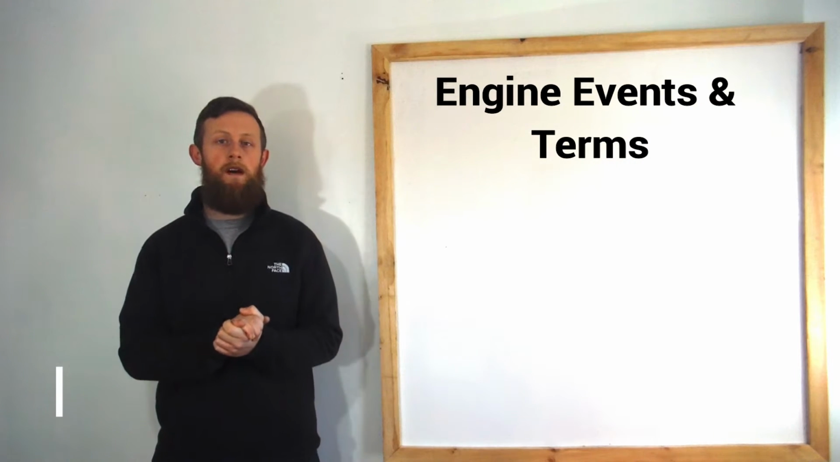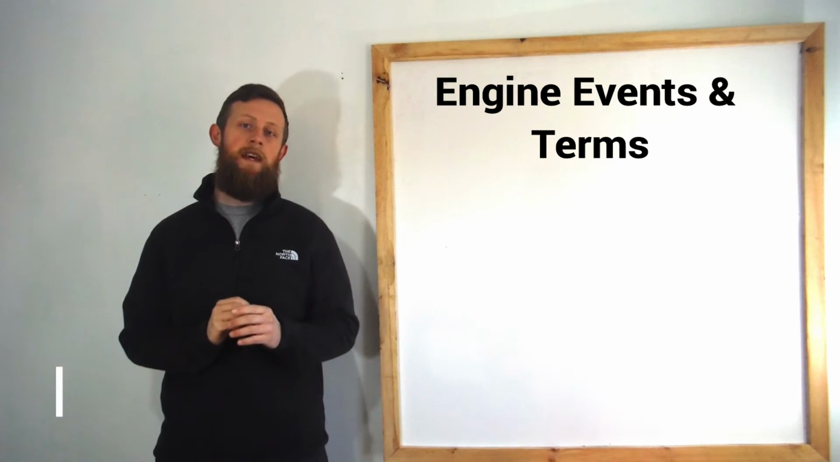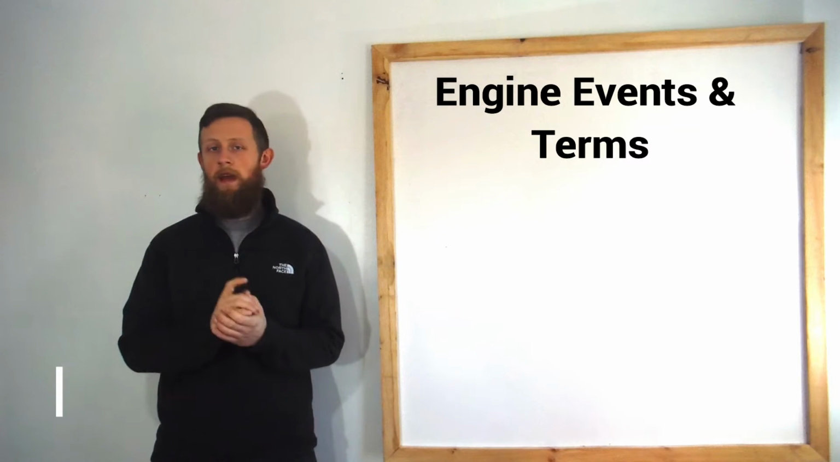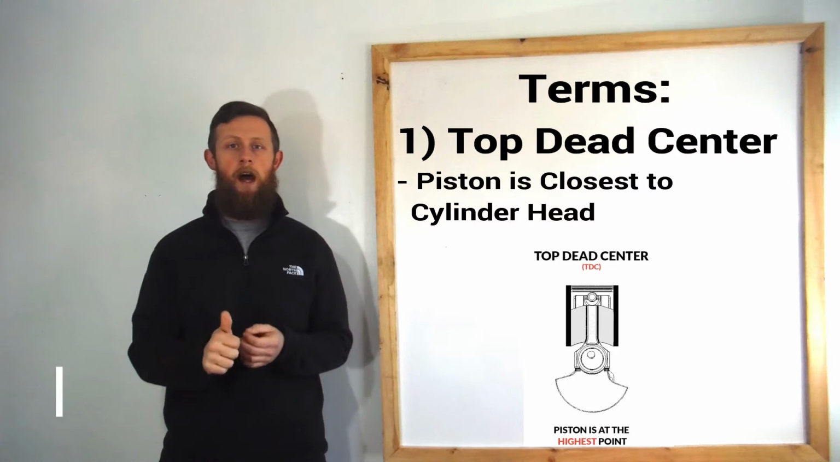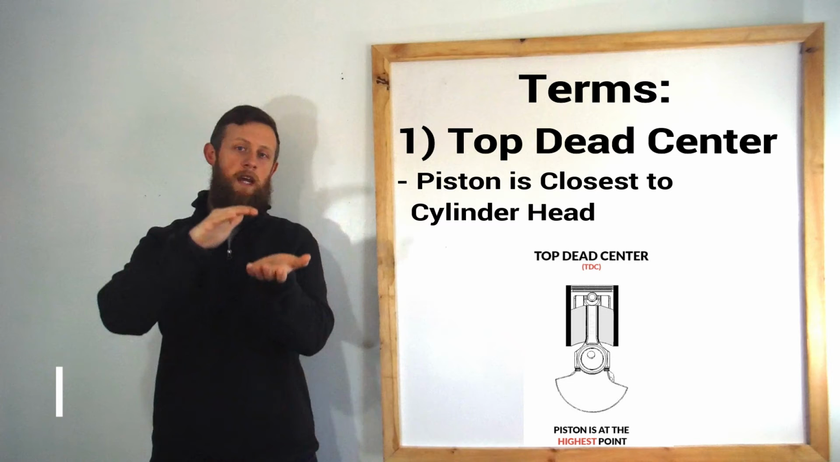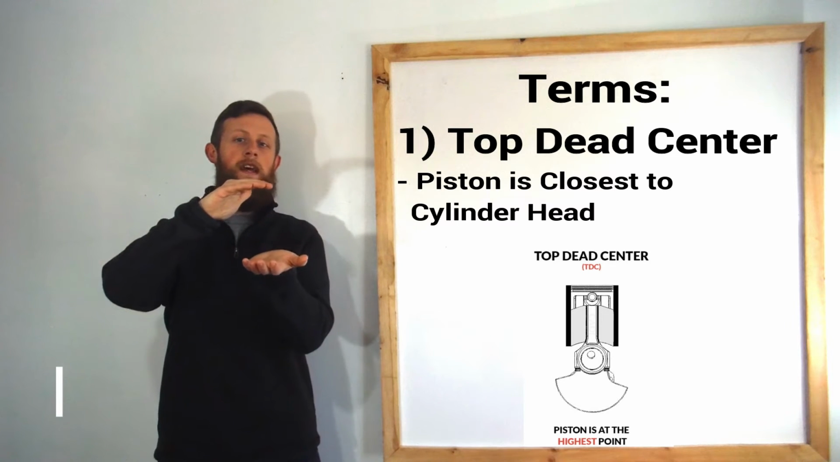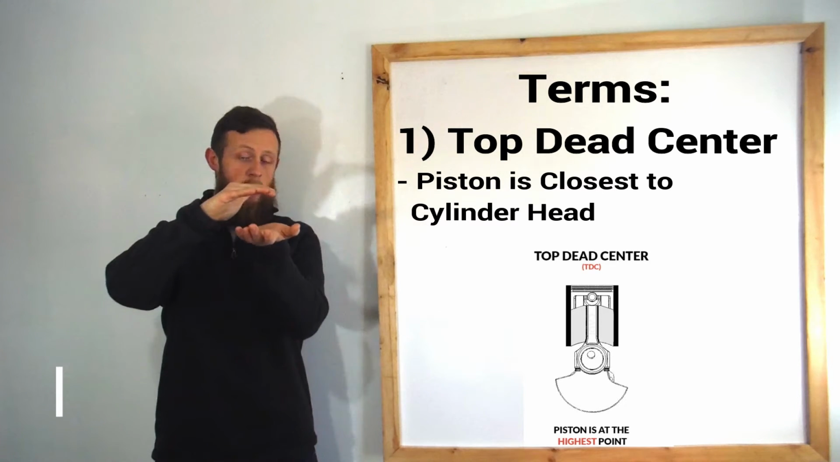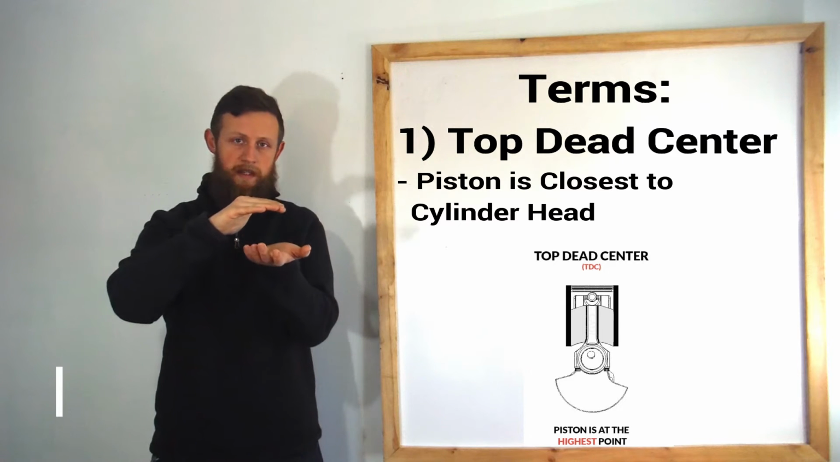In this video we're going to talk a little bit more about those engine events and define a couple terms. To start with the terms, the first one is top dead center. This is when the top of the piston head is closest to that of the cylinder head. It's at the top and therefore called top dead center.